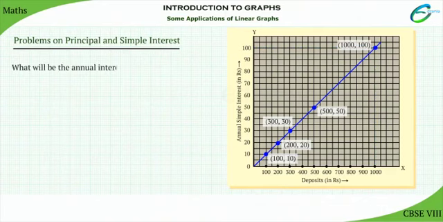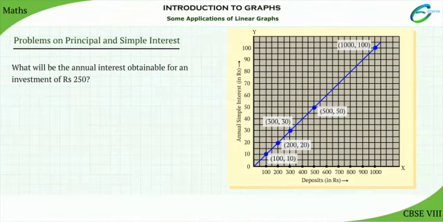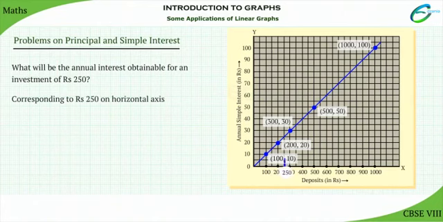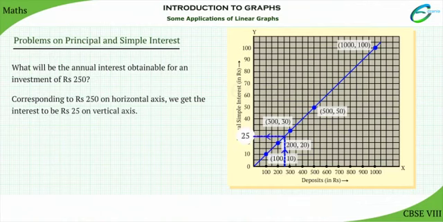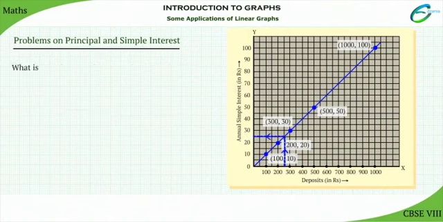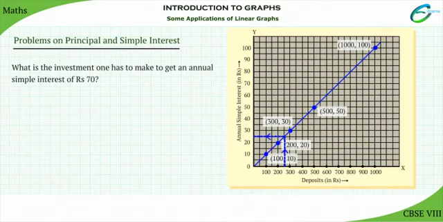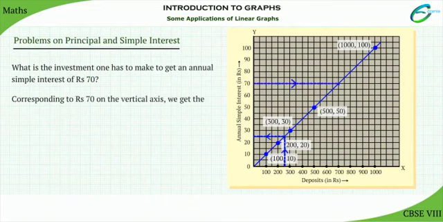What will be the annual interest obtained for an investment of rupees 250? From the graph, it is clear that corresponding to rupees 250 on the horizontal axis, we get the interest to be rupees 25 on the vertical axis. What is the investment one has to make to get an annual simple interest of rupees 70? Corresponding to rupees 70 on the vertical axis, we get the sum to be rupees 700 on the horizontal axis.